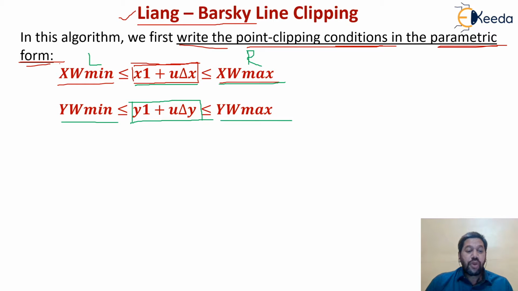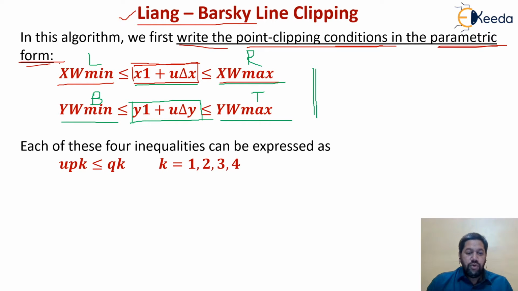What is yw minimum? The yw minimum indicates the bottom edge of the clipping window, and the yw maximum indicates the top edge of the clipping window. So this value y1 plus u delta y should be greater than or equal to yw minimum, and it should be less than or equal to yw maximum, the top edge. These are the two parametric equations we are using to find out whether a point is inside or outside. For point clipping we are just considering this.